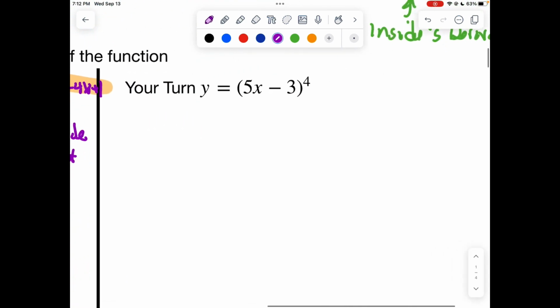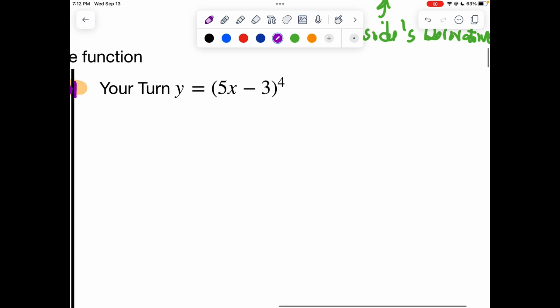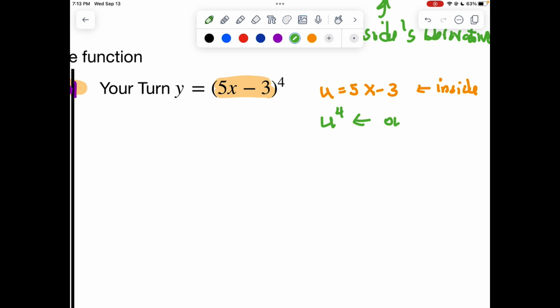So I want you to try this one. I want you to find the derivative of y with respect to x if y is equal to 5x minus 3 to the 4th power. Okay, so first thing we need to do is identify our inside function. Our inside function is 5x minus 3. So we're going to let that be our u. So 5x minus 3 is equal to our u. Then this is our inside function. Now we need to identify the outside function. Our outside function is going to be that u raised to the 4th power. So that's our outside function.